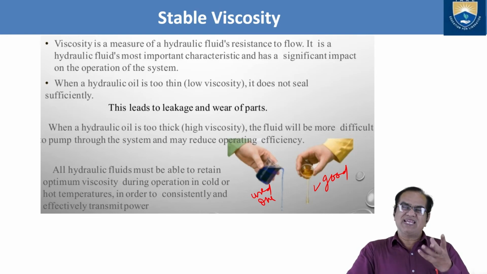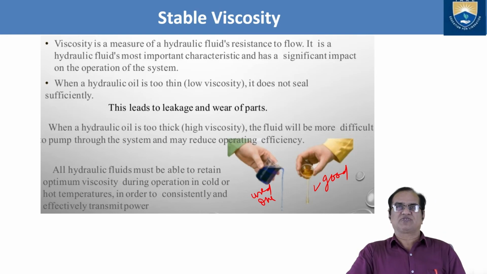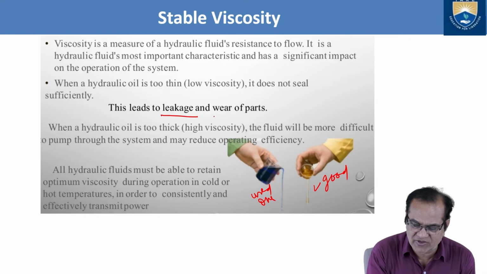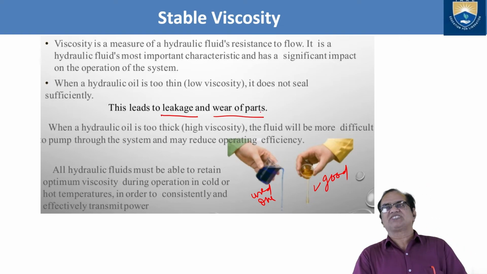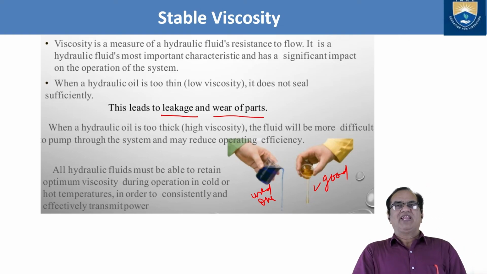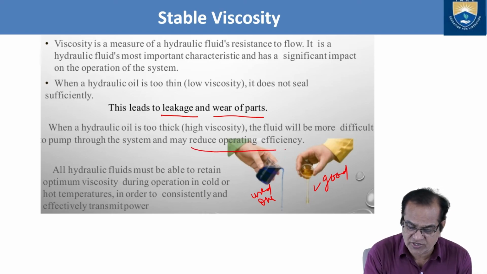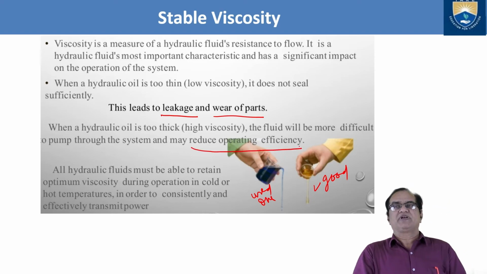So the sealing capacity of this oil will be reduced. This leads to leakage and wear of the parts. So it will start the leakage, and the wear and tear of the parts will start. When a hydraulic oil is too thick, meaning high viscosity, the fluid will be more difficult to pump through the system and may reduce operating efficiency. If the viscosity is high, then also it will be difficult to pump and it will reduce the operating efficiency of the system.